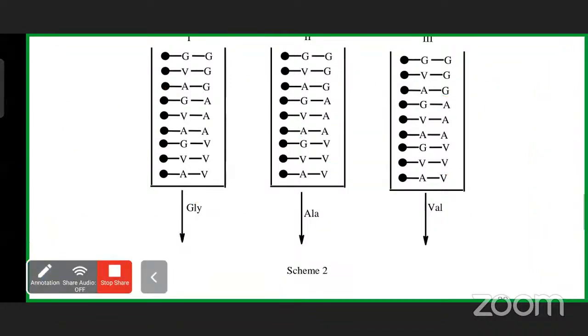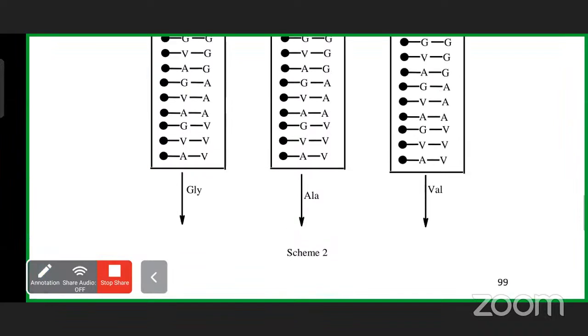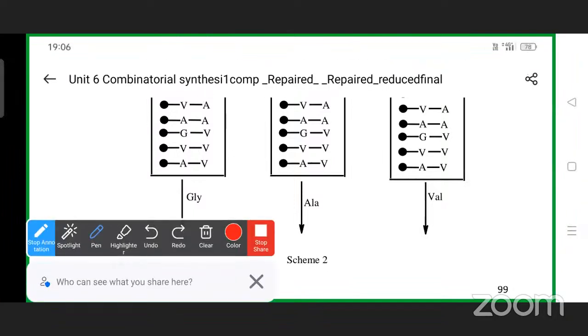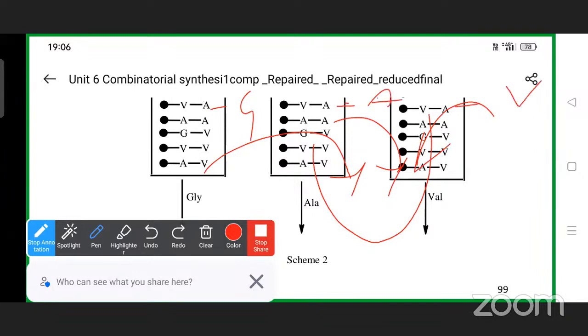For example, if you are going to stop the synthesis here, again you take one reaction vessel and you add all these 3 sets of tripeptides to this one: glycine here, alanine here, and here is valine. So all these 27 tripeptides are taken in one reaction vessel. At this stage, we are stopping the synthesis.